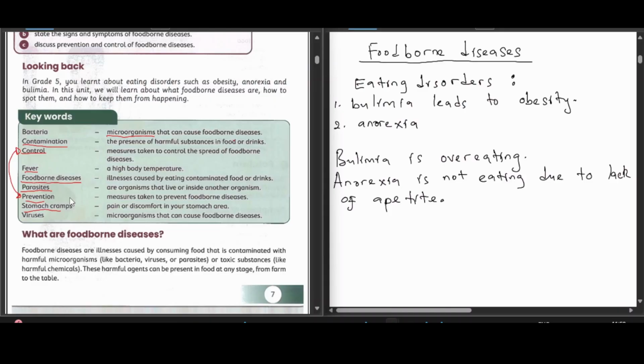Stomach cramps. Pain or discomfort in your stomach area. Those are stomach cramps. Then lastly, we have viruses.